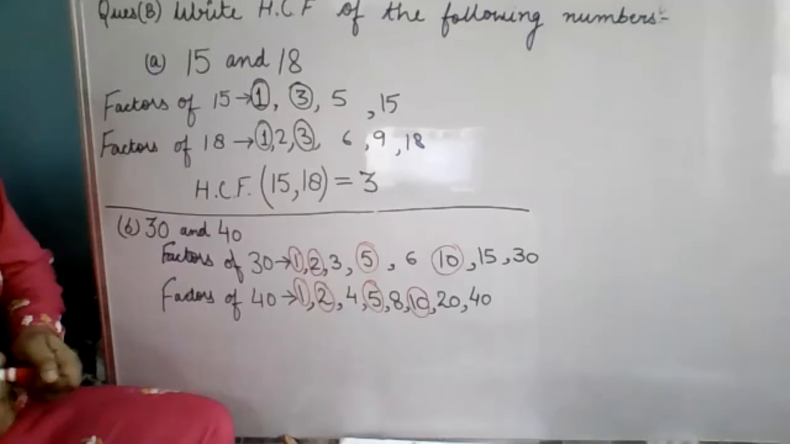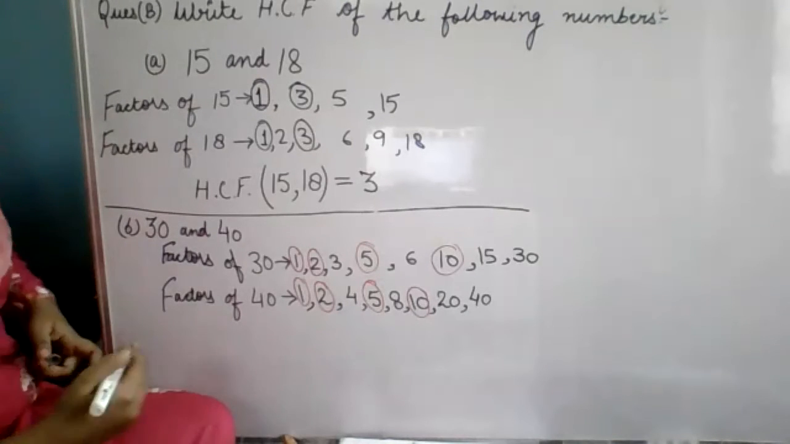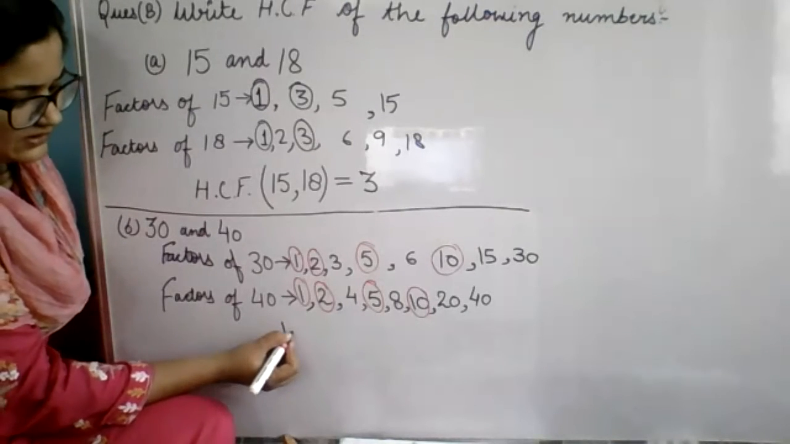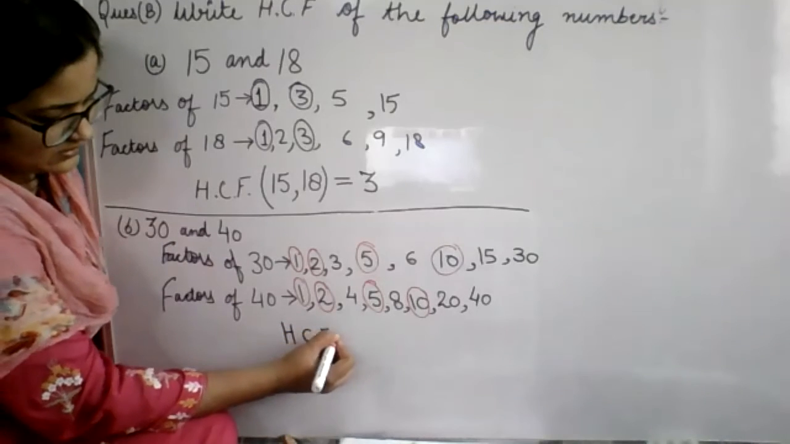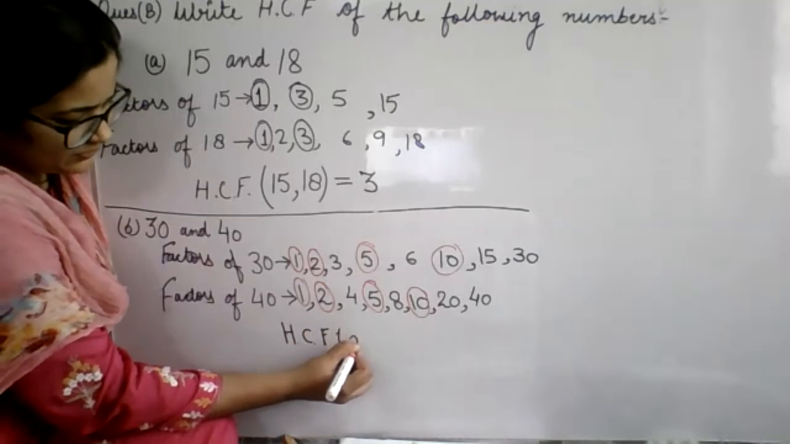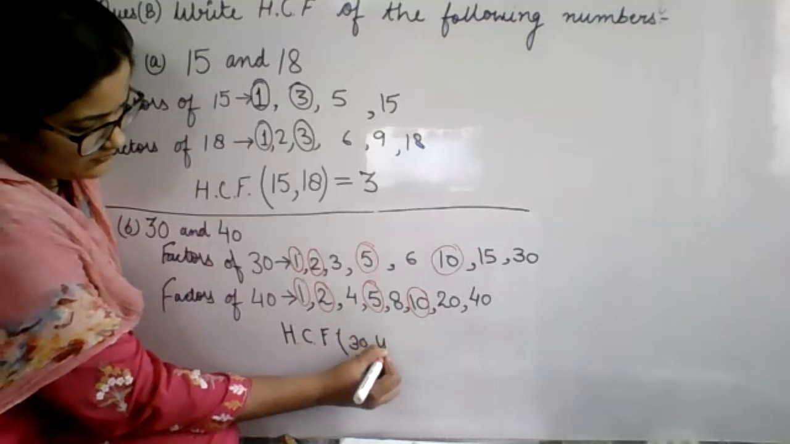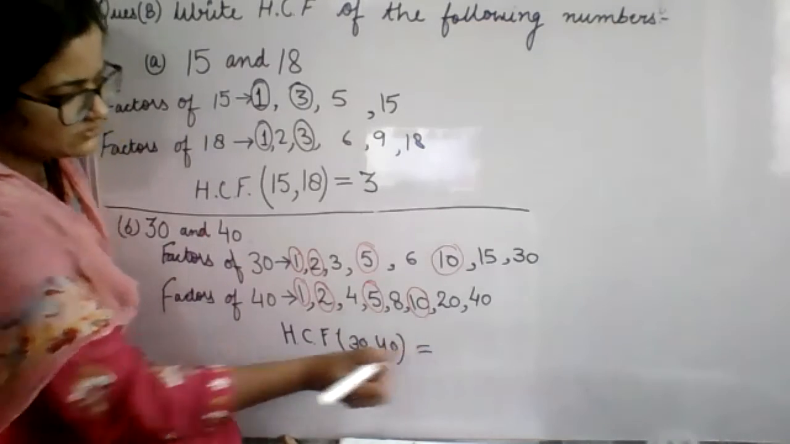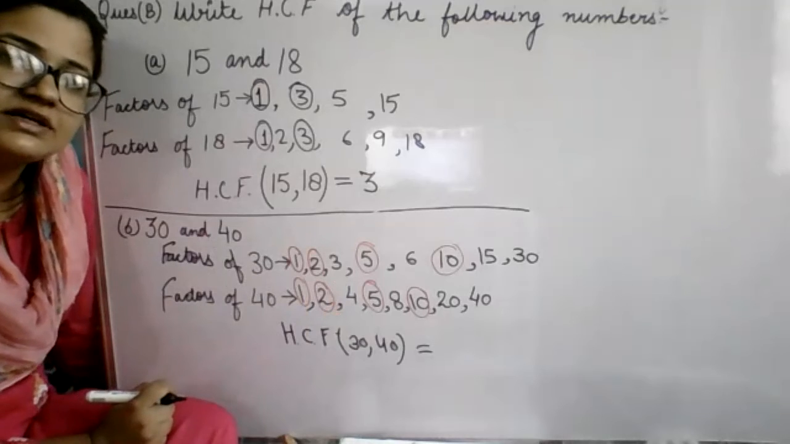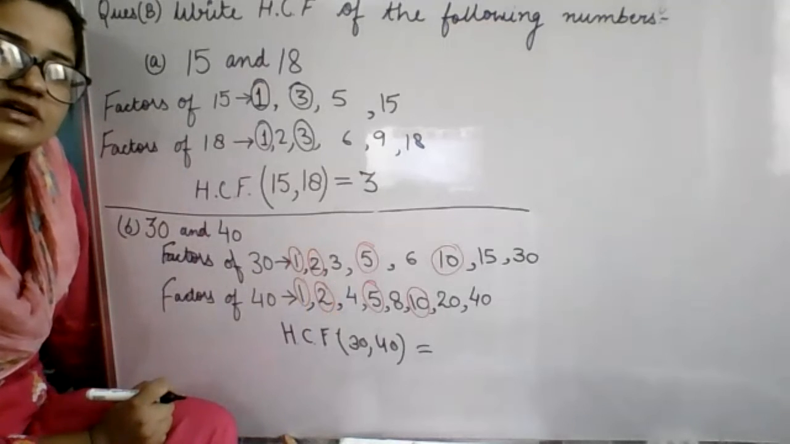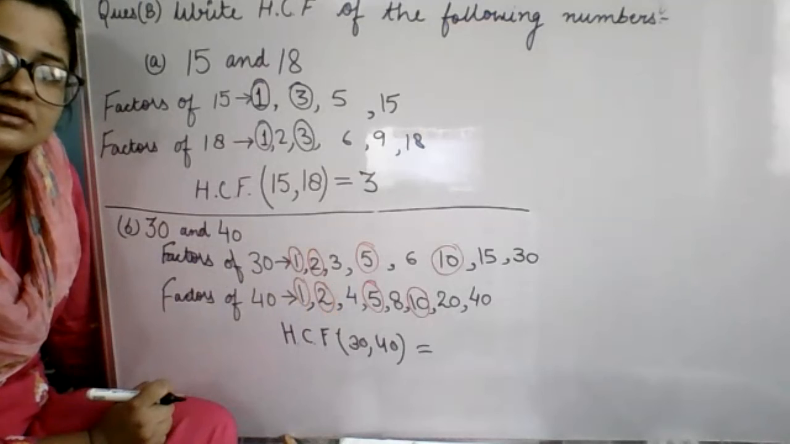So what is the HCF here? HCF of 30, 40 is equal to: see, 1, 2, 5, 10 are the common factors. Which is the highest? Fahad, tell me which is the highest. 10. Fahad, are you listening to me?